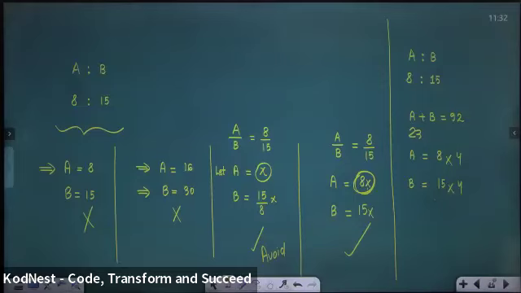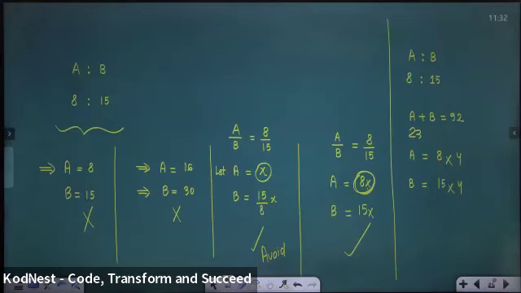No, those are not actual values, Mrityunjay. 92 by 23. 23 into 4 is 92. Okay, so x equal to 4, Karthik.